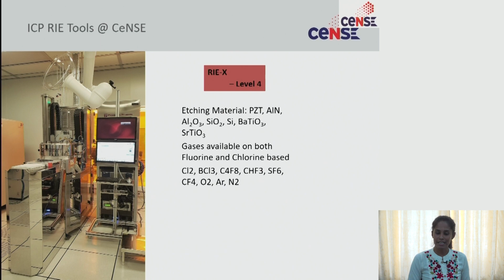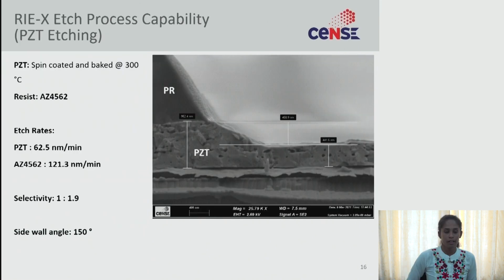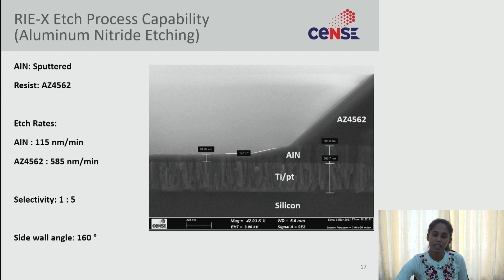So along with that, these are some of the materials: Al2O3, BaTiO3 and SrTiO3 are materials which are etched in this particular tool. This is one of the PZT etching profiles in the RIE X, and this is the aluminum nitride etch in the RIE X tool.